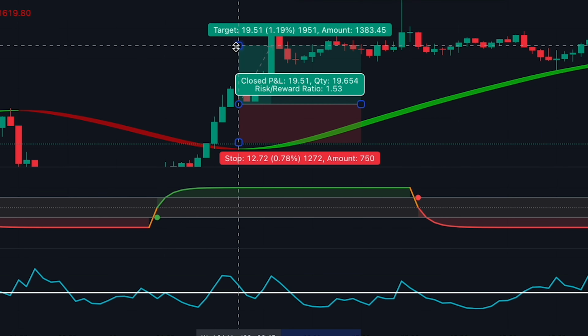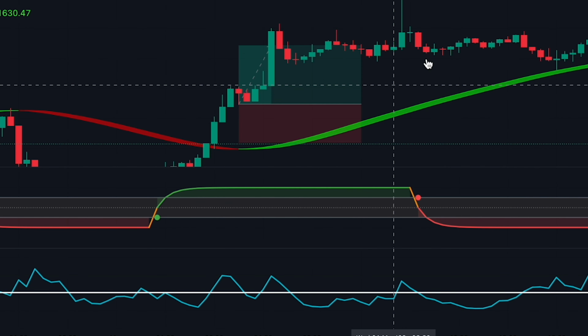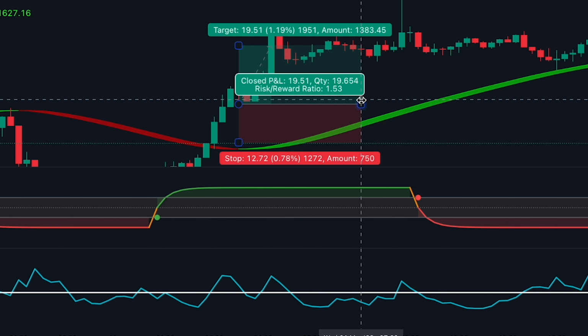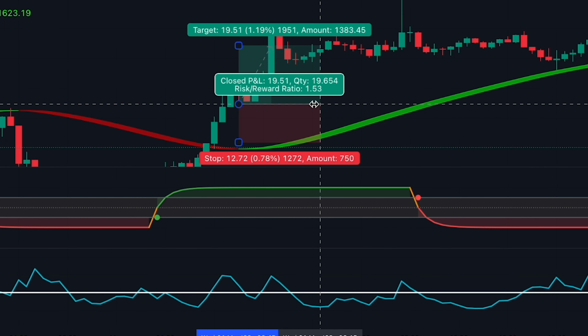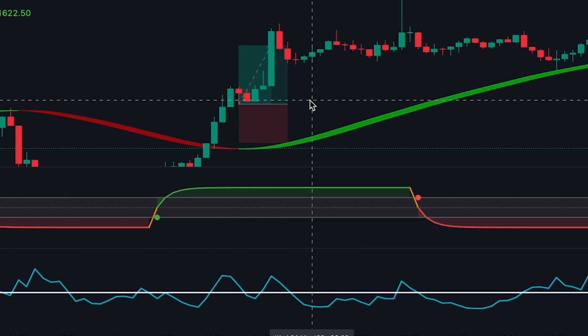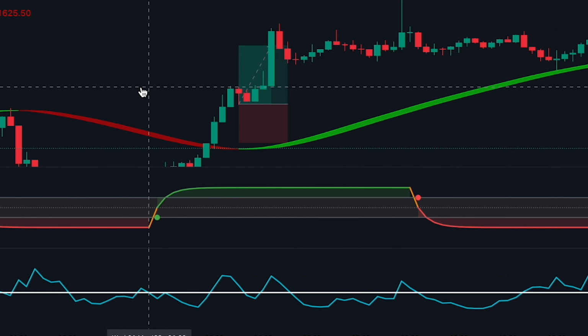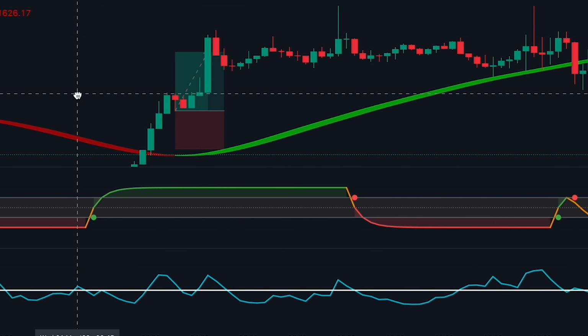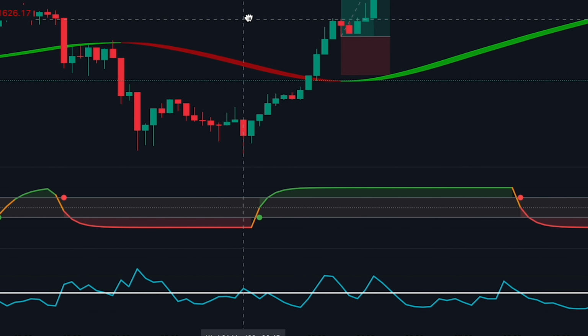First, we'll place the stop loss at the most recent swing bottom. After that, we'll aim for a take profit with a risk-to-reward ratio of 1.5. Let's now examine how the trade unfolds. As you can see, the trade was once more extremely profitable.